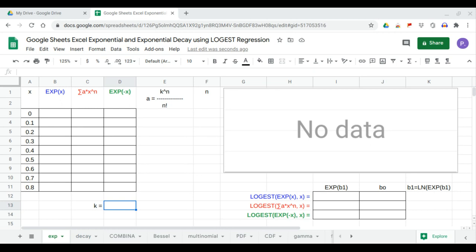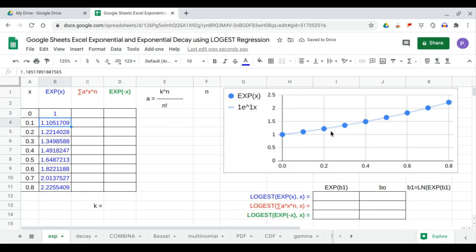In this video, we'll generate the dataset of the exponential function and the exponential decay function, and the Taylor-Maclaurin series expansion for both. And we also generate the regression in LOGEST form. We begin with the exponential function, which is an array formula, exponent of x from 0 to 0.8. And here you have the exponential function from 0 to 0.8.